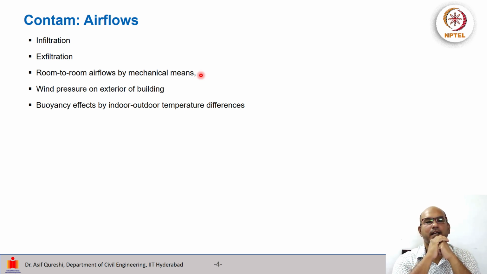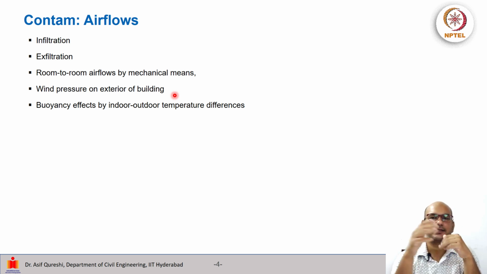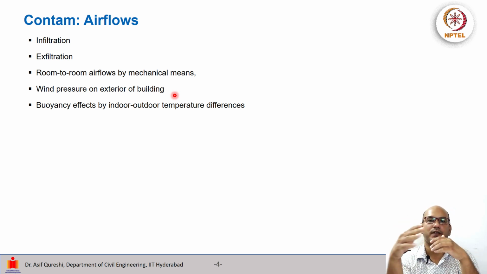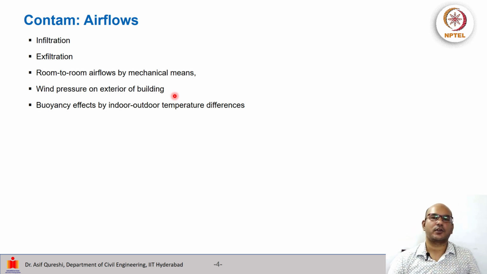It can also model room to room airflows by mechanical means, through differences in the pressure between the ambient air and the room air. So the effects of this pressure. Also the buoyancy effects, in the sense that when the temperature outdoors and indoors are different, there may be buoyancy effects, so air lifting, and then movement of air taking place because of these differences. So in principle, Contam is able to model all of these airflow patterns.